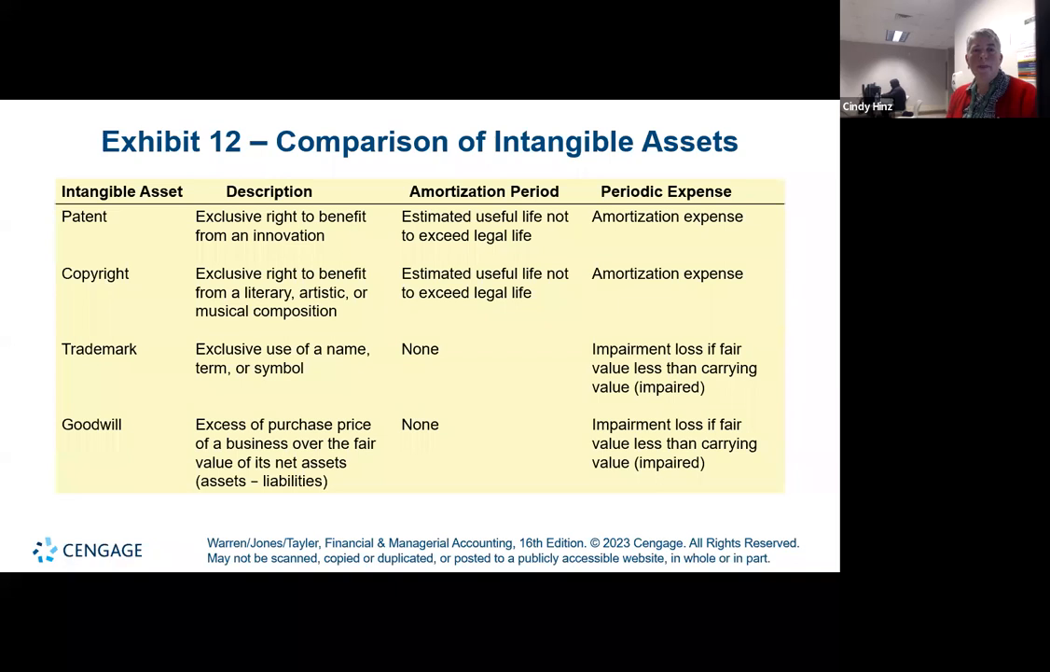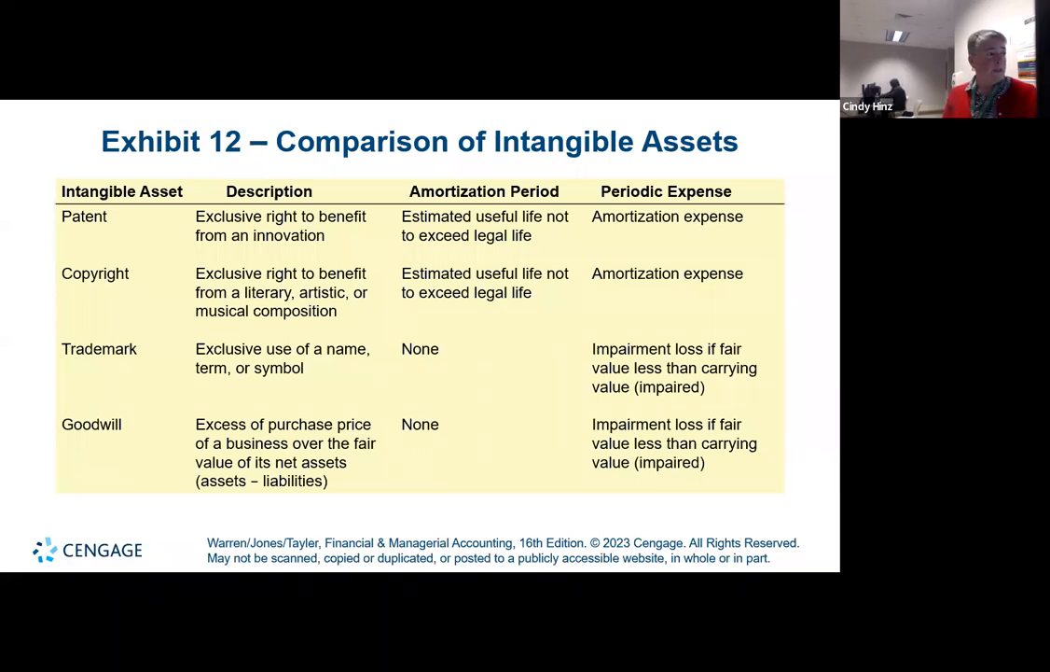So here's a summary. For patents and copyrights, we are going to amortize them based on how long we expect to be able to benefit from them, which can be up to, but not more than, the legal life. But I already explained why for a copyright, it probably is, in some cases anyway, less than the legal life. Because no one's buying your accounting book 50 years from now, or even 5 years from now, probably.